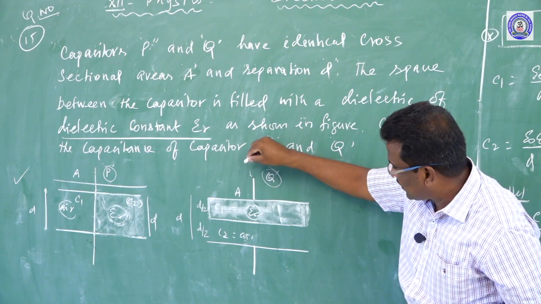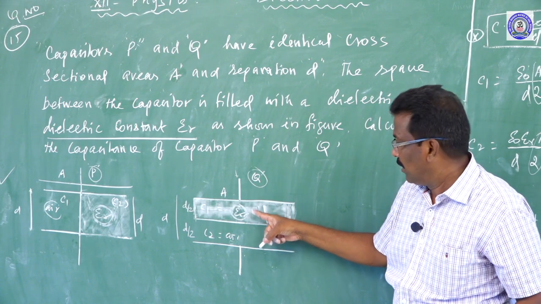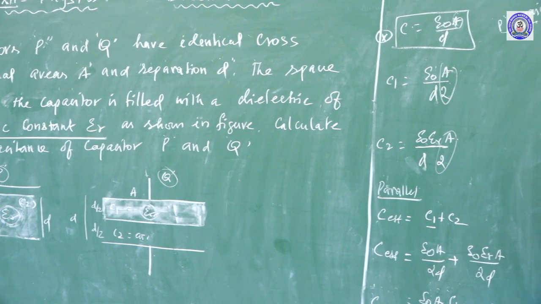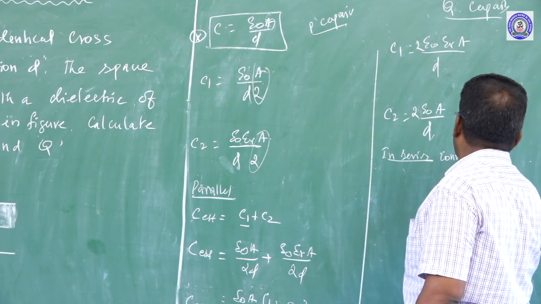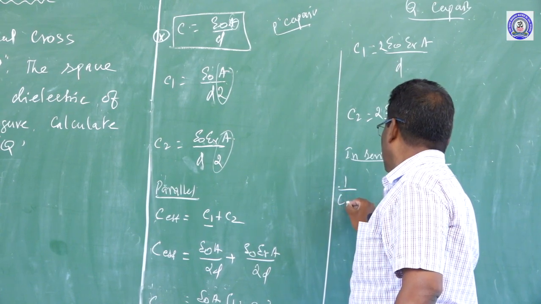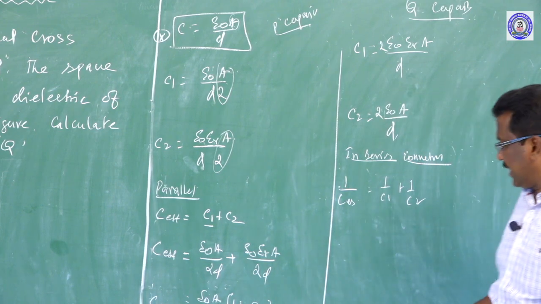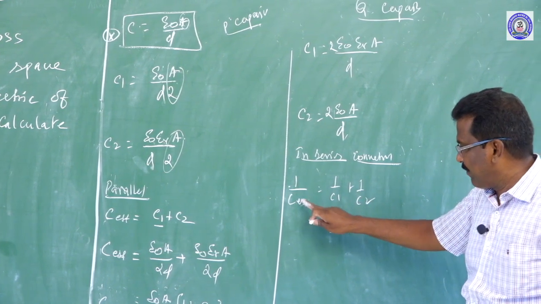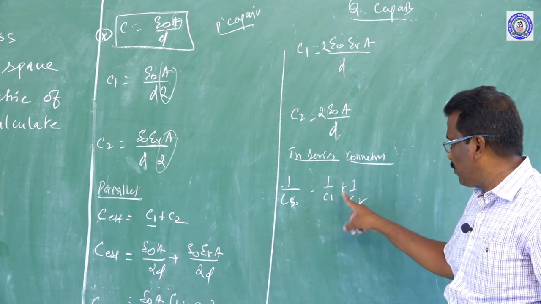So, this is a positive charge given: positive, negative, positive, negative. So the two capacitors are connected in series. In series connection, the effective capacitance: 1 by C effective is equal to 1 by C1 plus 1 by C2. The effective capacitance is the reciprocal of the individual ones. So 1 by C effective, that is CS, S represents a series connection, 1 by C1 plus 1 by C2.